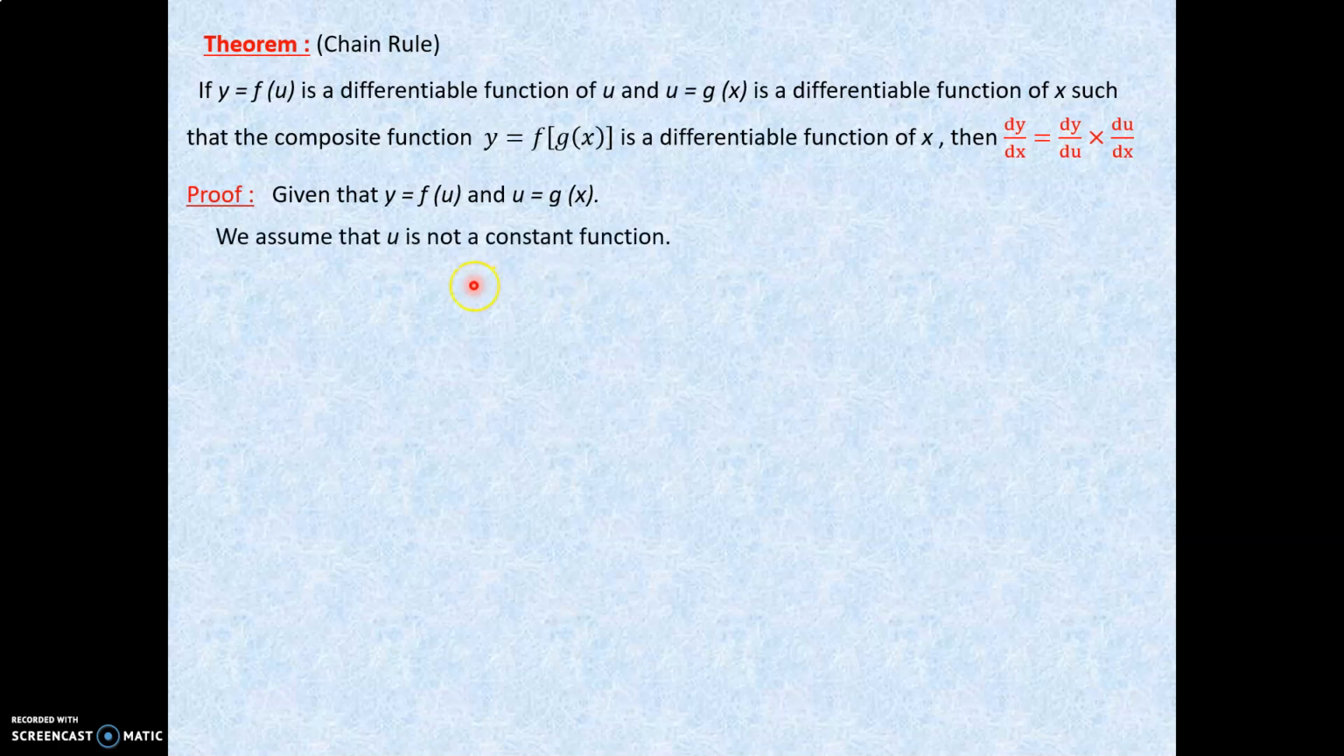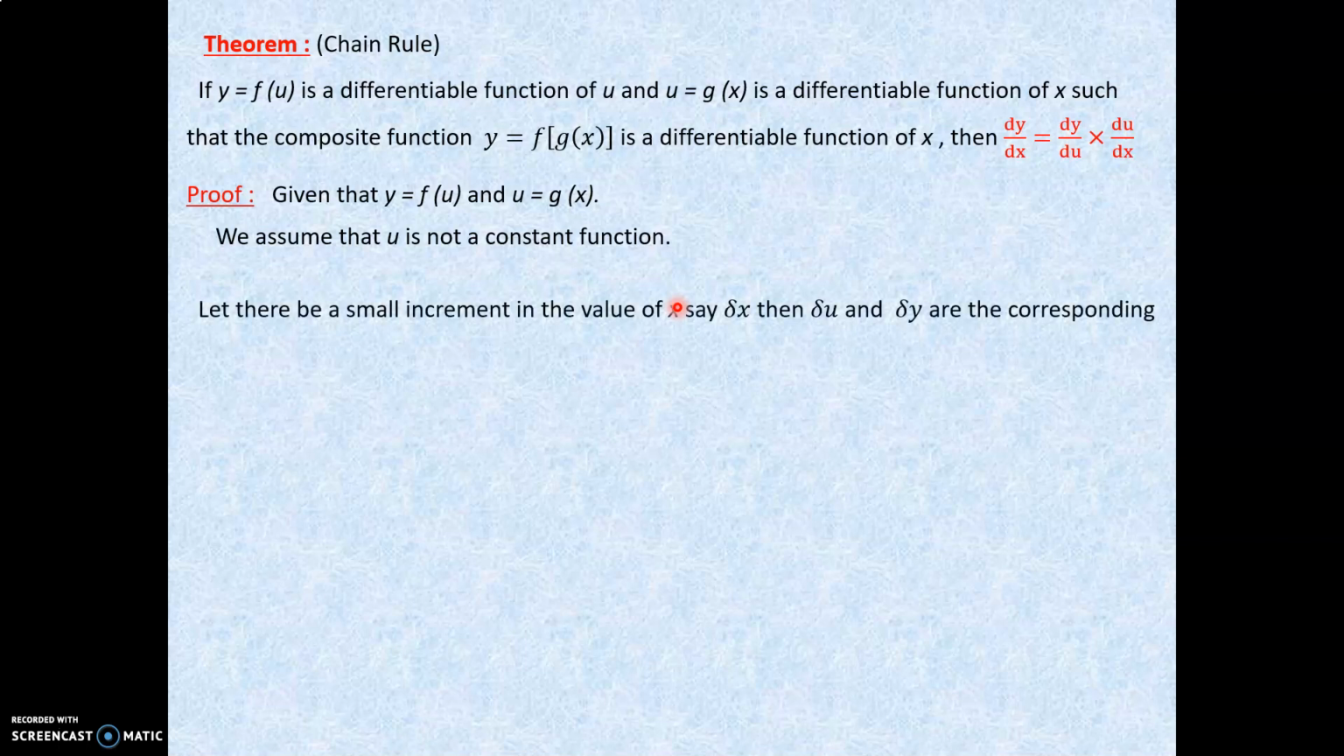So we have to assume u is not a constant function, because we are taking the derivative of y with respect to u. If it is a constant function, the derivative becomes 0. That is why we have to assume it is not a constant function.